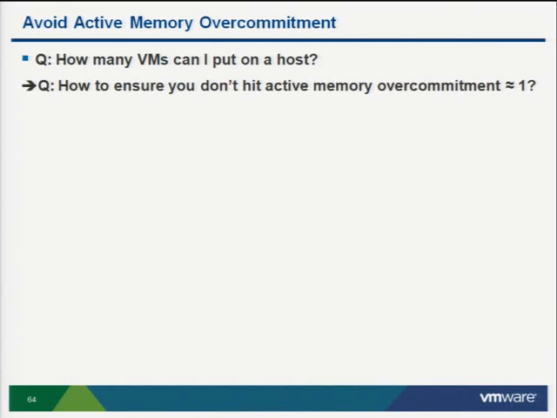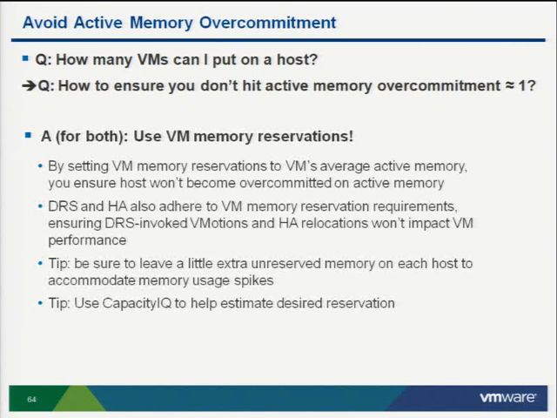So in the end, the question can be restated. How do you ensure that you don't hit active memory overcommitment equaling 1? And the simple explanation is just to use memory reservations. Again, if you know what your VM's active memory is, if you've trended it, things like Capacity IQ can do this for you, then this can all be set up and things will just work. And that way you don't even need to think about it.